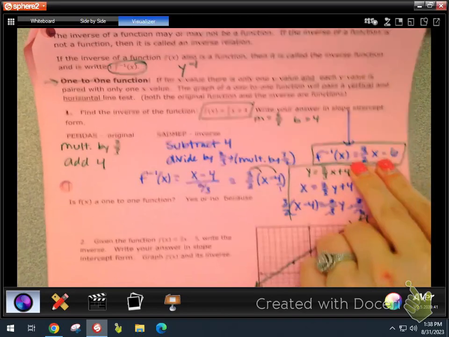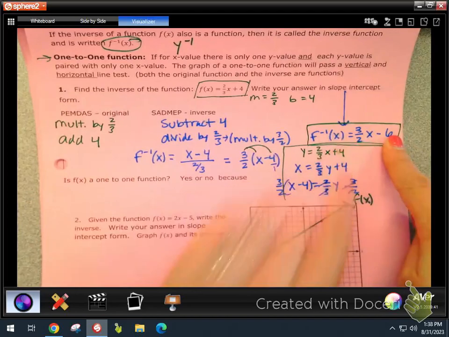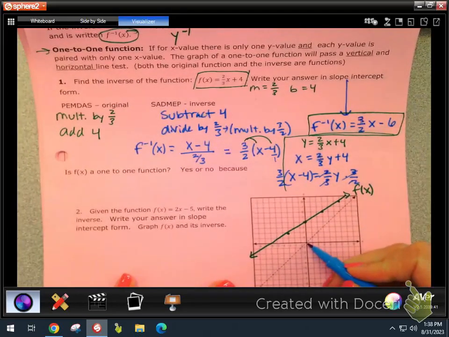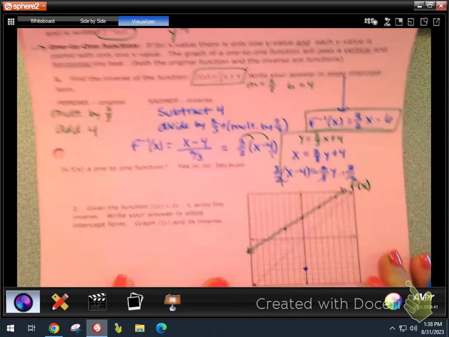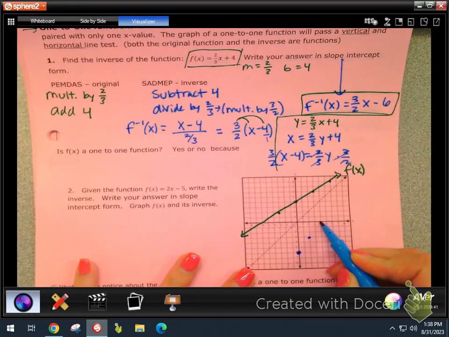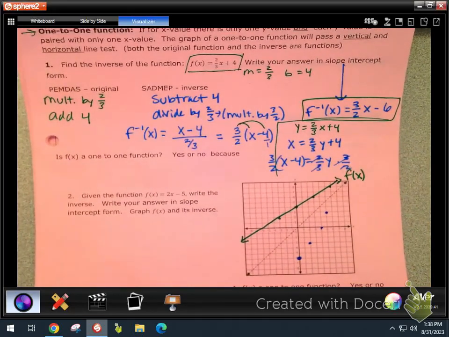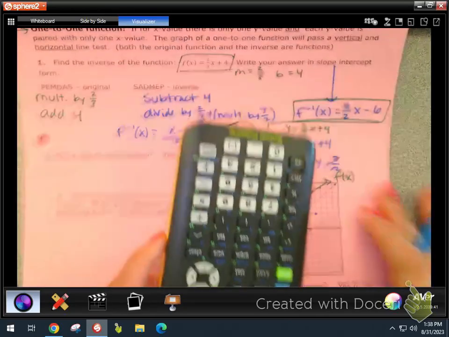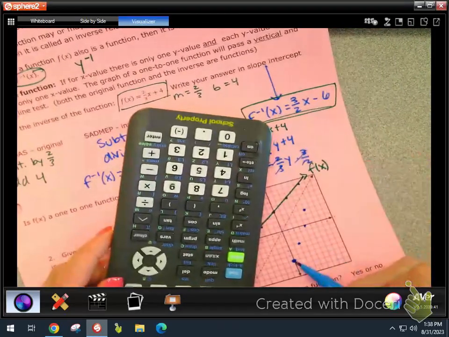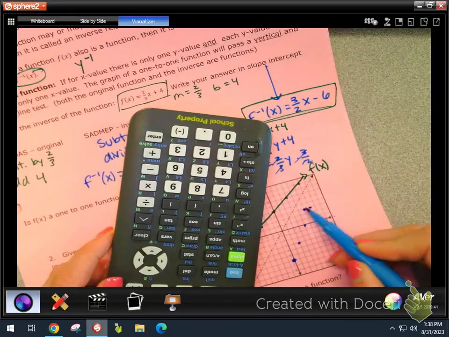So let's graph this line right here. f inverse of x. What is the y-intercept of the inverse? -6. I'm going to go 1, 2, 3, 4, 5, -6. What is the slope of my inverse? So up 3, over 2. And I'm going to see if I can draw this line well. I really wanted these lines to be straight. Did I go over 2? I didn't go over 2.